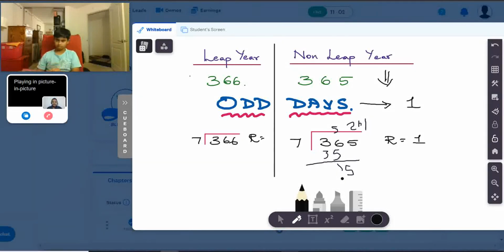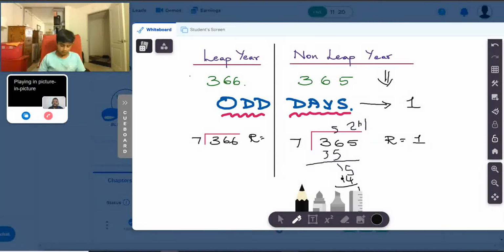So odd days are what you get when you divide a particular number by 7. Whatever number I tell you from here on, whatever you get as the remainder is the number of odd days. Do you get it? So odd days for a non-leap year is 1. Are you okay with this part? Yeah. I'll just complete it for you so that you'll be able to remember it.